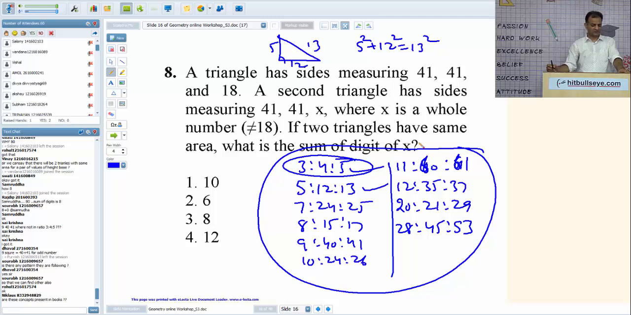No, Nicholas, these concepts are not explained in the books. I am telling you from my experience. So you should know all these values: 11, 60, 61, 12, 35, 37, 20, 21, 29, 28, 45, 53. These are very common triplets which you can find in a lot of exams.